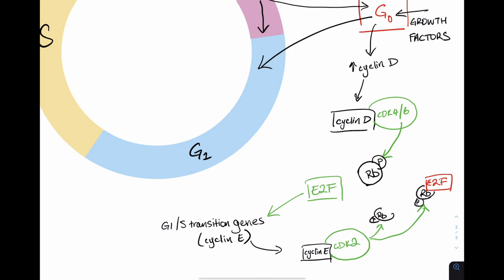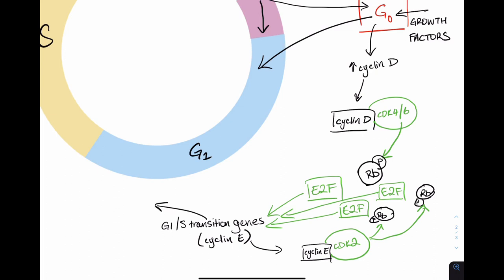Once again, the phosphate is going to bind to RB and therefore no longer allow it to bind to E2F. This leaves E2F free to further increase expression of these G1S transition genes. This creates a positive feedback loop. Further to cyclin E, some examples of these genes include cyclin A and DNA polymerase. Ultimately, what this positive feedback loop does is push the cell out of G1 and into the synthesis phase.